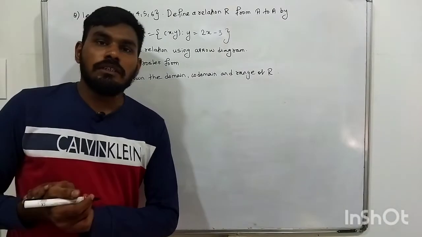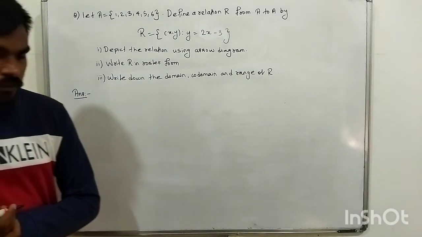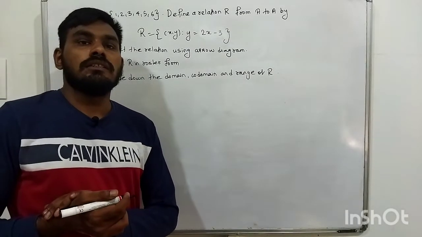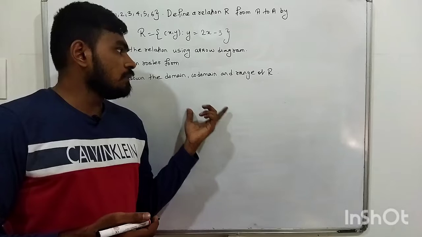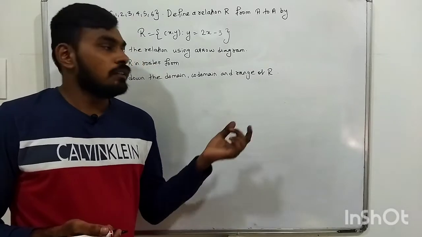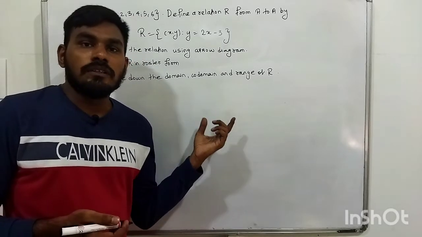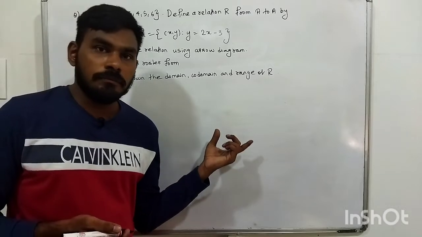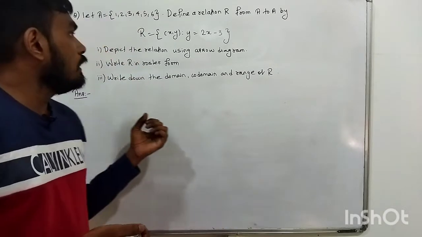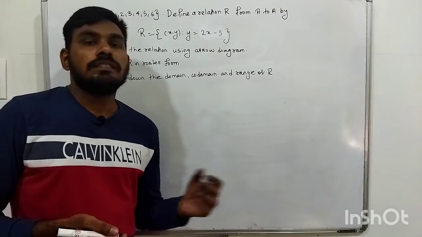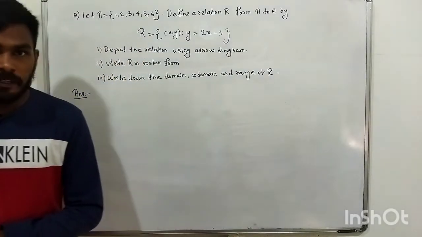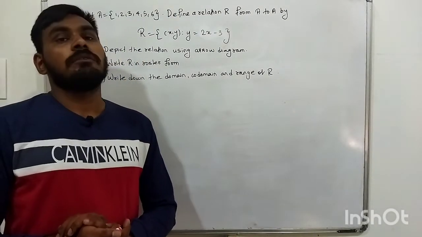So now that we have learnt what is Cartesian product, what are relations, what are the different ways of writing a relation, that is set builder form, roster form, and arrow diagram, and then what is domain, codomain and range, all those things we have learned. Now we'll solve some problems based on this.